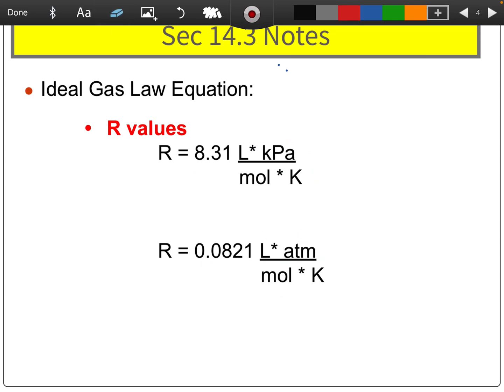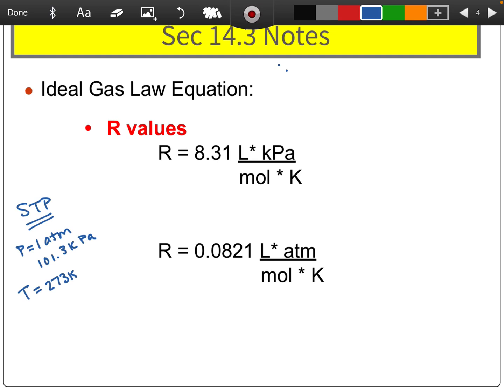So let me show you quick where we get these numbers from. So if you remember from last unit with moles and stoichiometry, which I know that you remember because you loved them so much and you loved doing those calculations, when we looked at standard temperature and pressure, standard pressure is either 1 ATM or 101.3 kPa or 760 millimeters of mercury. Standard temperature is 273 Kelvin.